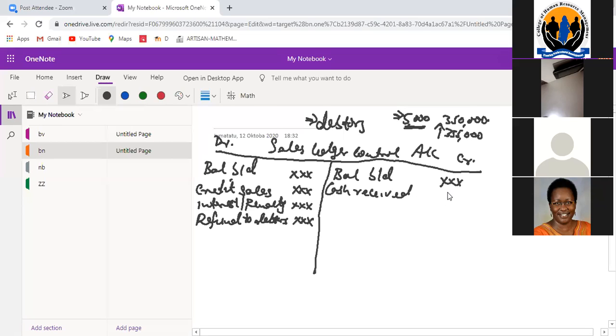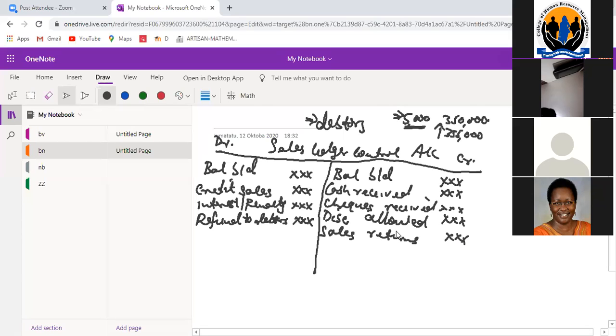The moment they pay, these are items that reduce the debtor's amount, the cash we receive from them. It can be the checks received. You record them here. It can be discount that we allowed them. Remember, once you give your customers a discount, it reduces the amount that they are going to pay you. It can be returns, which is the sales returns. If they return some goods, it reduces the debt.